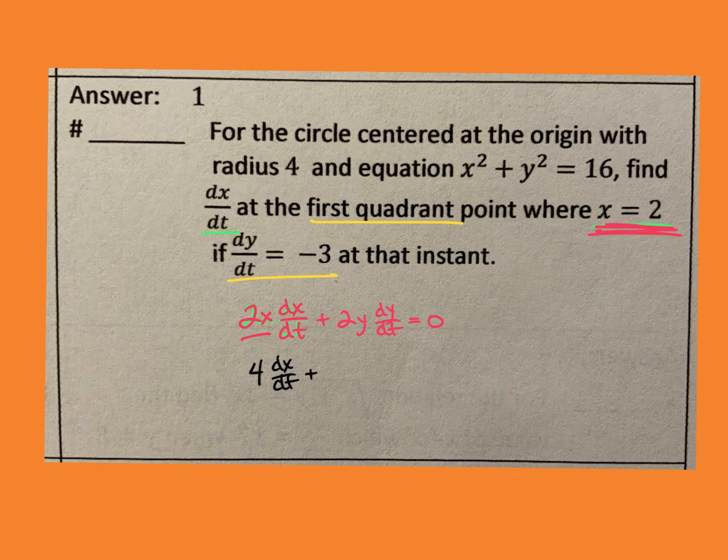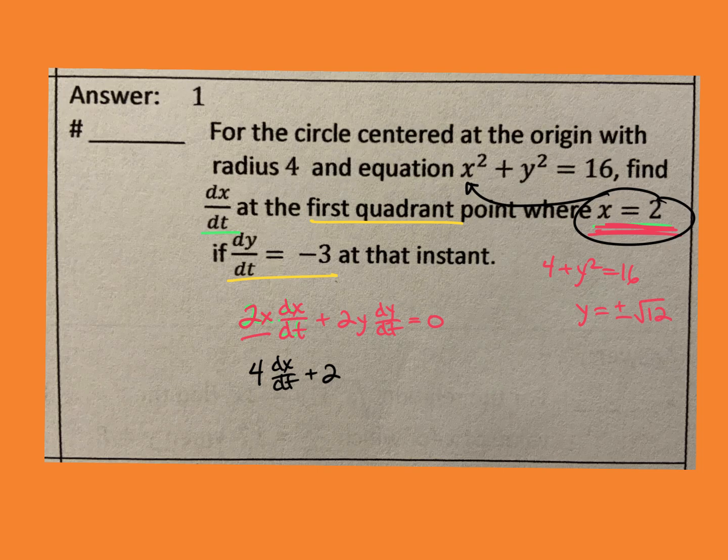And then I have 2 times y. Well, do I have a y? I don't. Can I solve for a y? Yes. How do I do it? I take this and do what? Substitute it into my original. So 2 squared is what? 4. So now I have 4 plus y squared is equal to 16. And so now how do I solve for y? I subtract 4, then what? I square root it. So technically I get y equals plus or minus square root of 12.